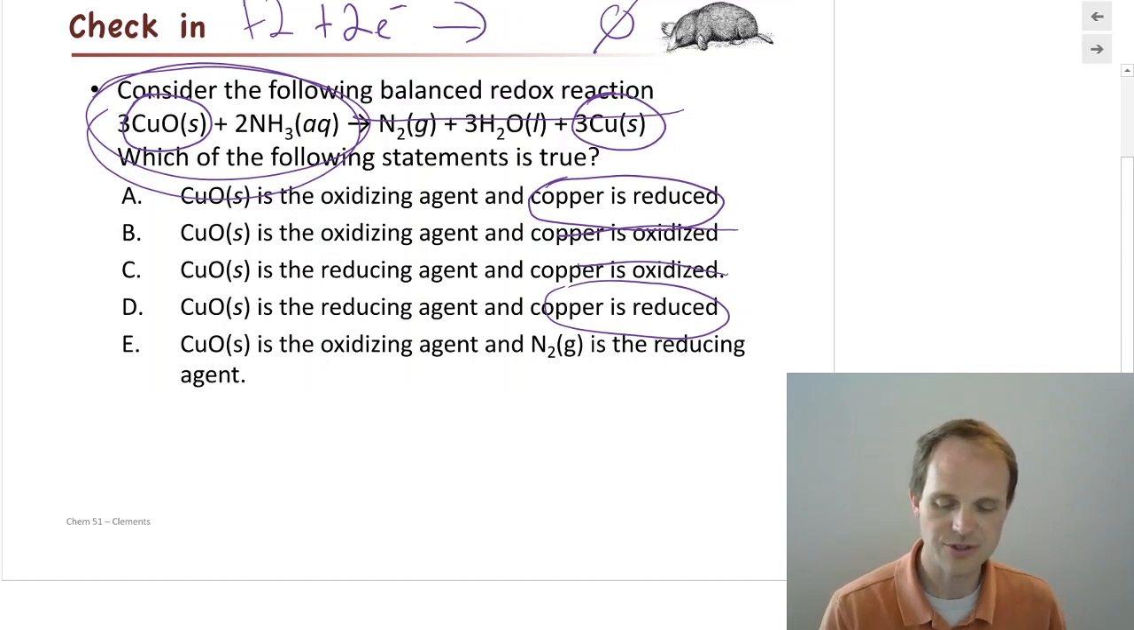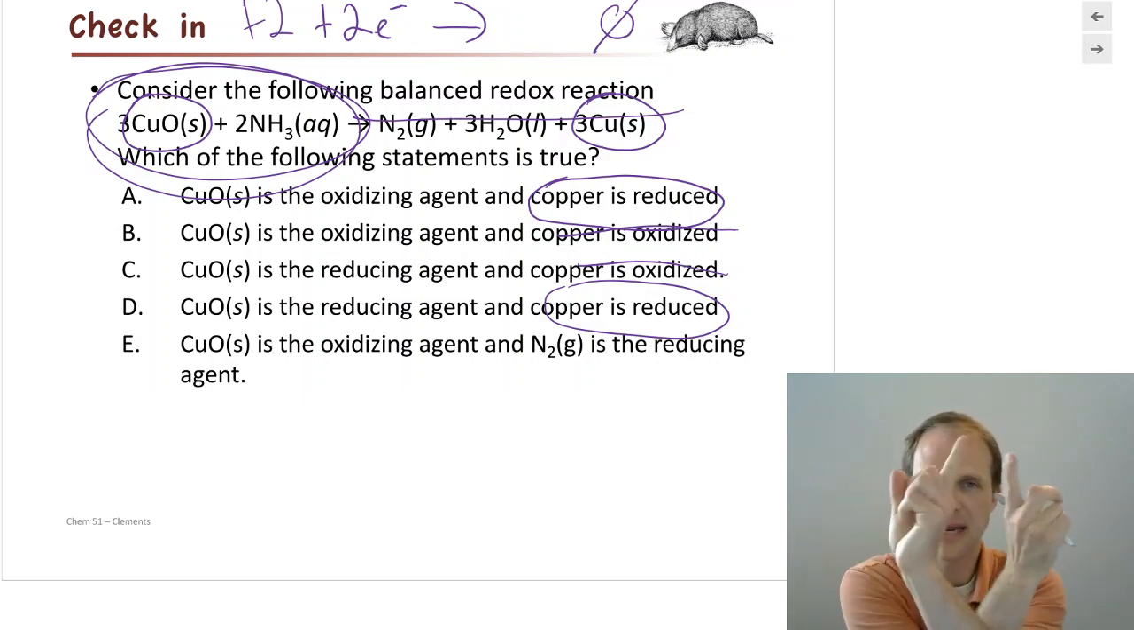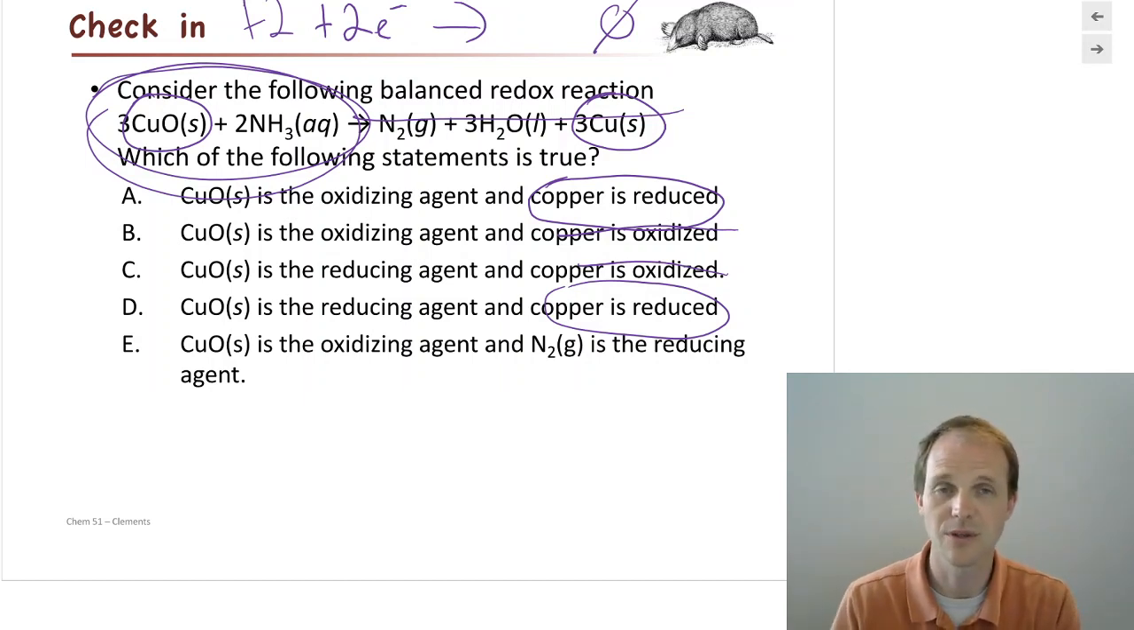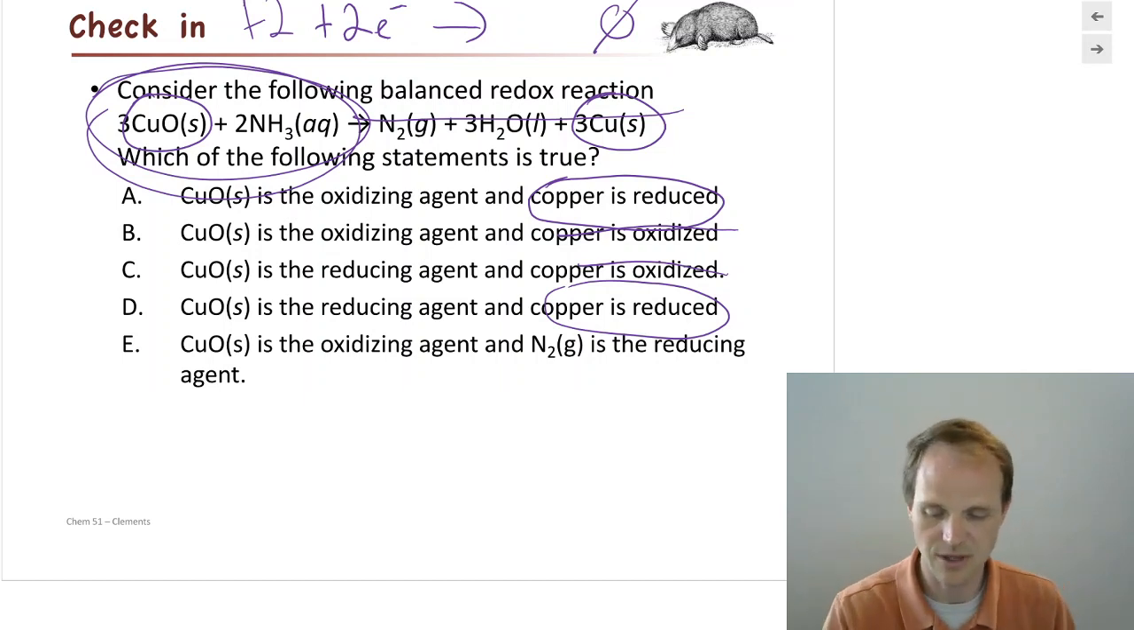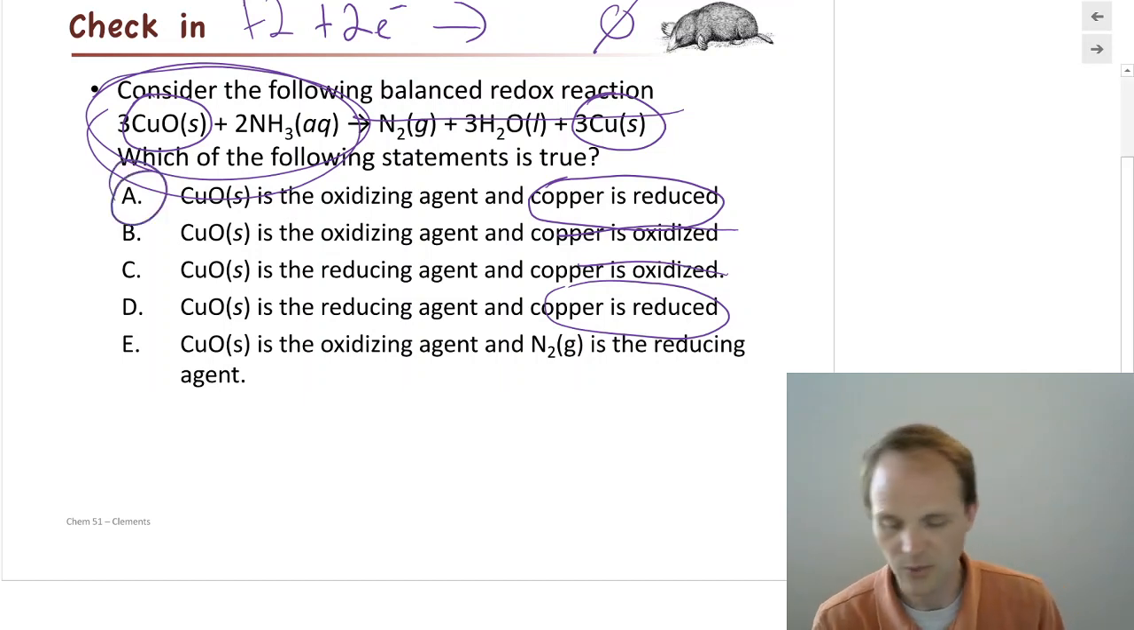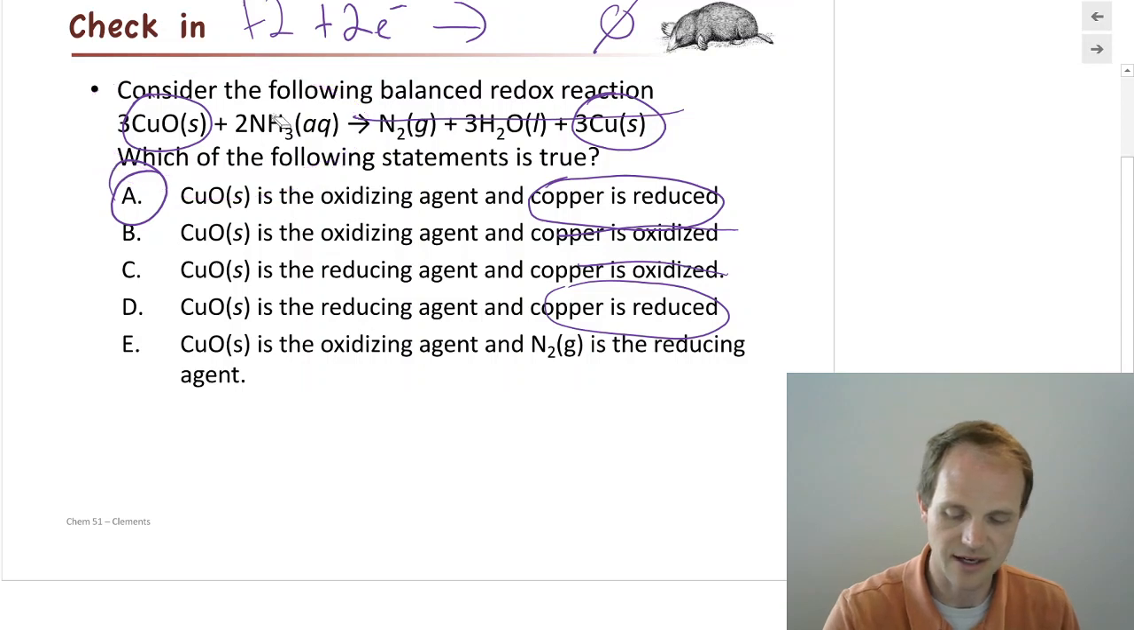So if it's reduced, does that make it the oxidizing agent or the reducing agent? Remember, they always come in pairs. So if you're reduced, you allow something to be oxidized, and so you are the oxidizing agent, and so we get A there as our answer.